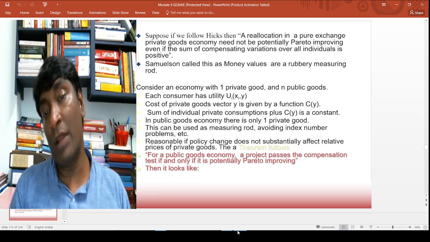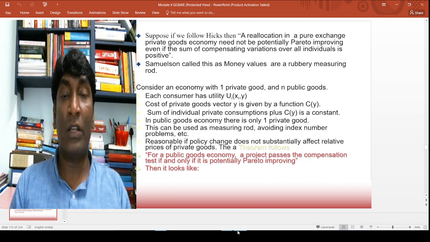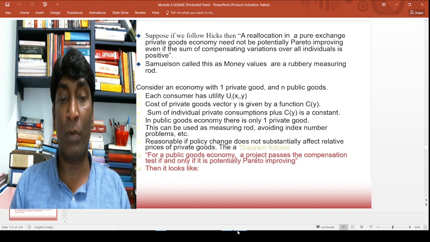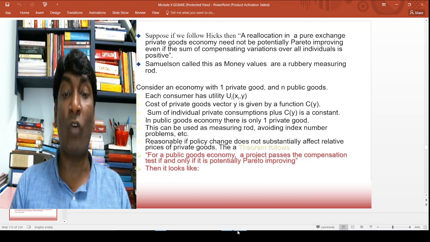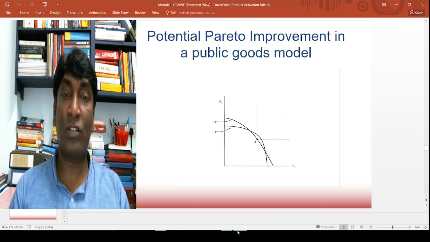Now you have a public good, and on the contrary a private good, and this can be used as a measuring rod, avoiding index number problems, etc. So it is reasonable, if the policy change does not substantially affect the relative price of the private good, that you have the following proposition, or you call it the inference. That is, the theorem follows: for a public good economy, a project passes the compensation test if and only if it is potentially Pareto improving.